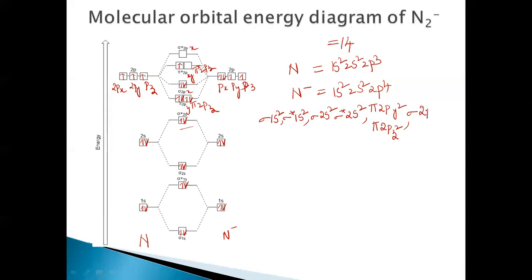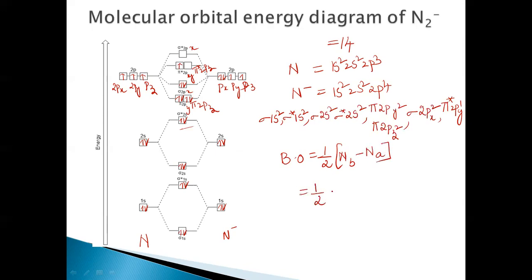sigma 2px2, then comes pi star 2py1. Yes, this is the electronic configuration, and when we write the bond order, that is half into the number of electrons in the bonding molecular orbitals, let me write the formula again.